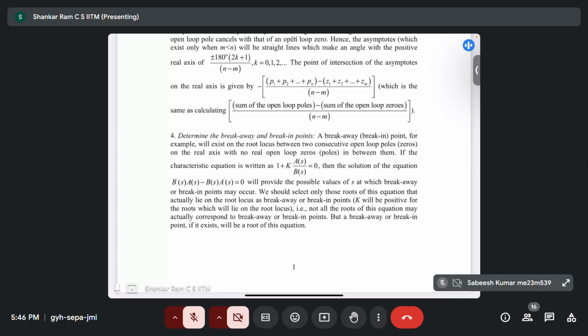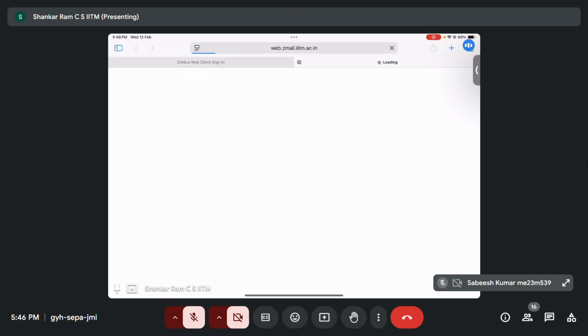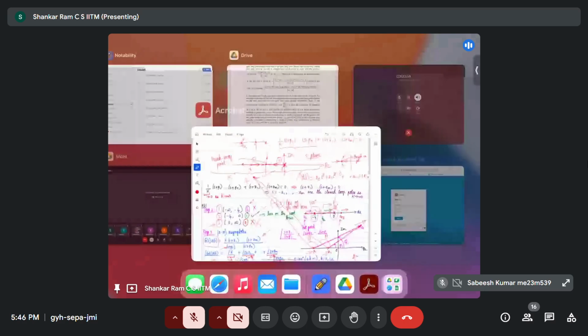All right. So if the characteristic equation is written as 1 plus k times A(s) by B(s), A(s) is going to be (s plus z1) all the way till (s plus zn). B(s) is going to be (s plus p1) all the way till (s plus pn). Then the solution of the equation B'(s)A(s) minus B(s)A'(s) equal to 0, where prime indicates one derivative with respect to s, will provide possible values of s where breakaway points will exist. Why is this the case? How do we deal with it? From an engineering perspective, we will look at it in the next class.